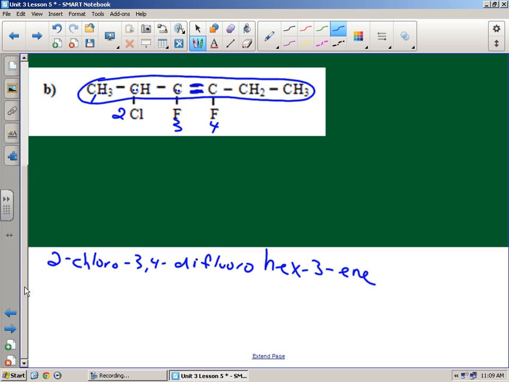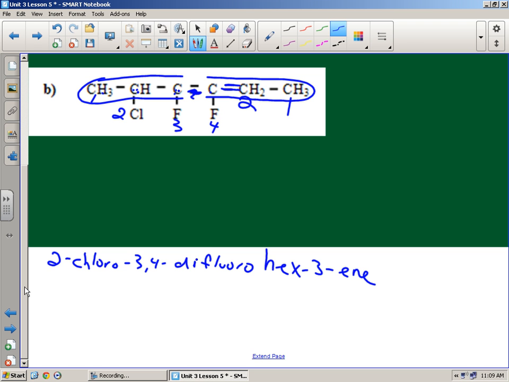Remember, you can only have one double bond, of course, but let's say the double bond was here instead. If the double bond's there, you got to start on the right side, right? You got to get to the double bond as quickly as possible. So this would be hex-2-ene. But remember, if I'm going to start here with 1 and this is 2, this is 3, 4, and 5, you got to keep going in the same order, right?